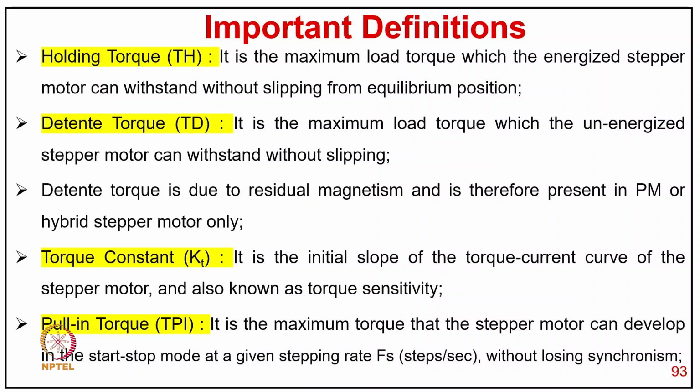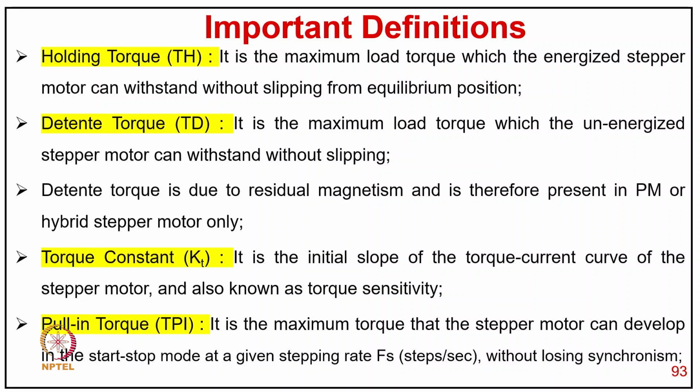Now coming to holding torque, it is the maximum load torque which the energized step motor can withstand without slipping from the equilibrium position. And we have detent torque, it is the maximum load torque which the unenergized stepper motor can withstand without slipping, and detent torque is due to the residual magnetism and therefore present in permanent magnet and hybrid stepper motors.